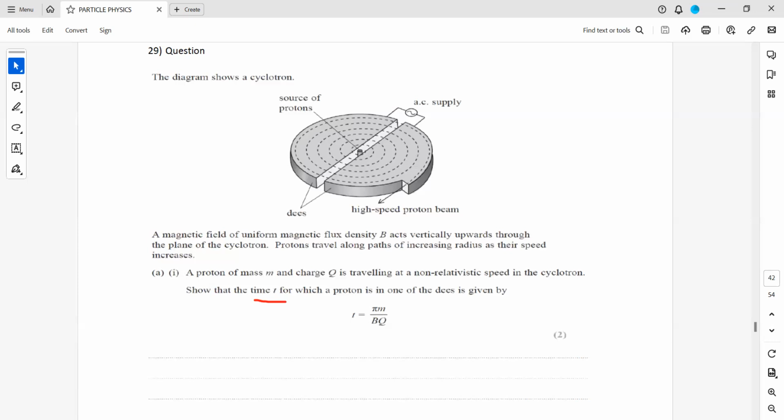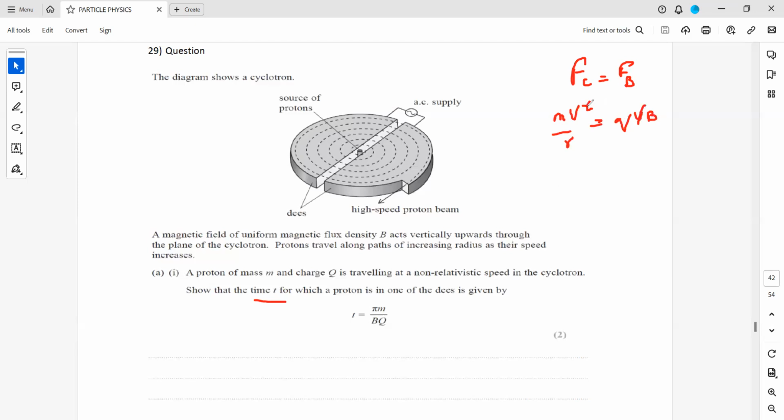First, you can start, it's a 2-mark derivation. So you can start from the concept that the centripetal force is equal to the magnetic force. You can start from there, but because it's a 2-mark derivation, you can also start from the fact that the centripetal force is mv square over r and the magnetic force is qvb.